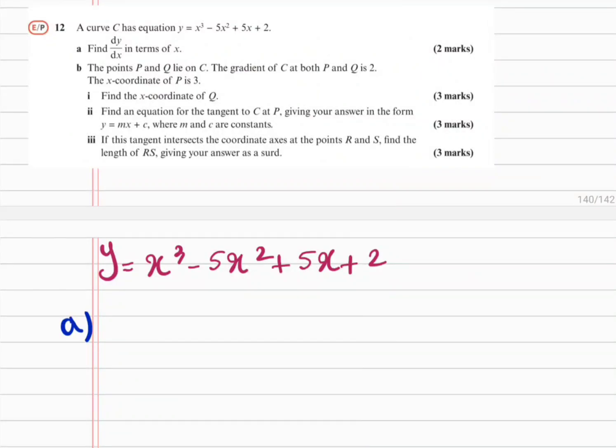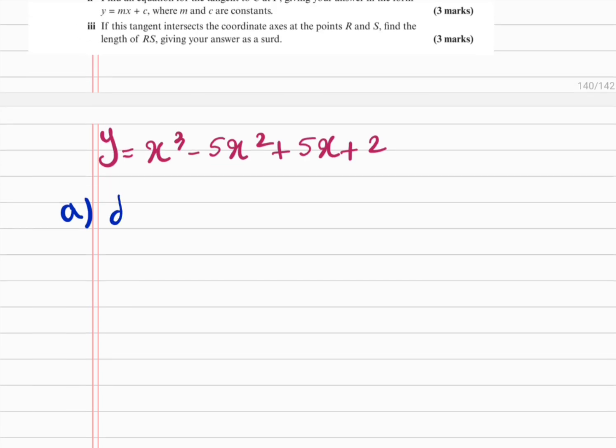Hi everyone, this video is on the mixed exercise 12, question 12. So we have a curve C with the equation y is equal to x cubed minus 5x squared plus 5x plus 2, and in part A we want to find dy by dx. So we first differentiate this function and we get 3x squared minus 10x plus 5.